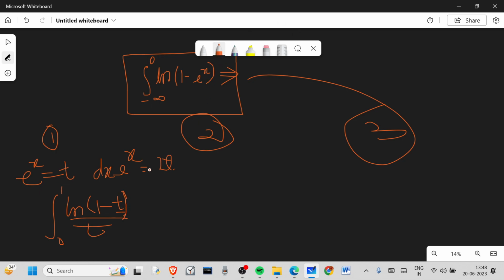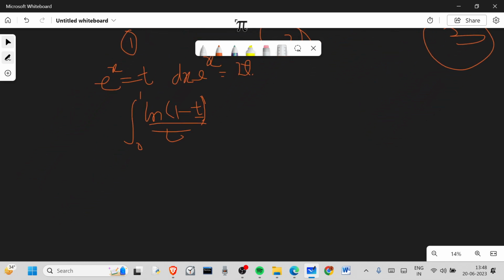I hope it's correct. I don't know why I'm doubting myself. It doesn't seem to be correct. I don't know why. Okay, I'm putting it as t, e to the power x dx is dt, dx is dt by e to the power x, which is dt by t. Okay, it seems good.